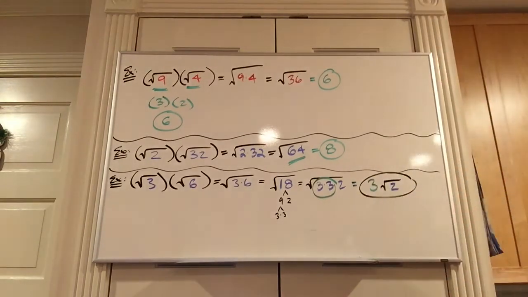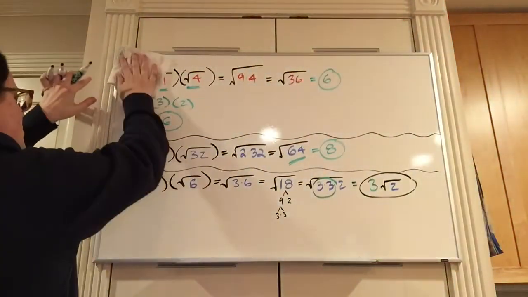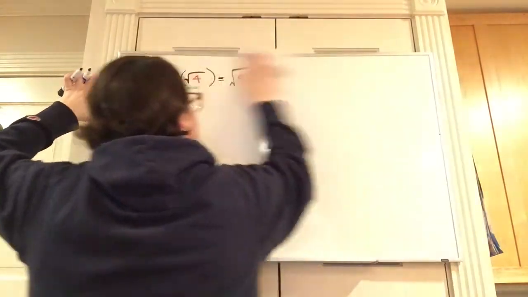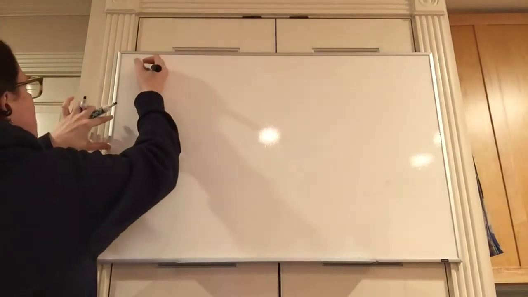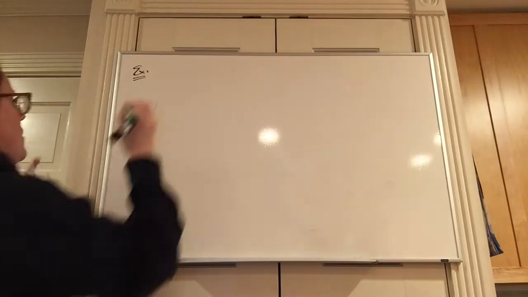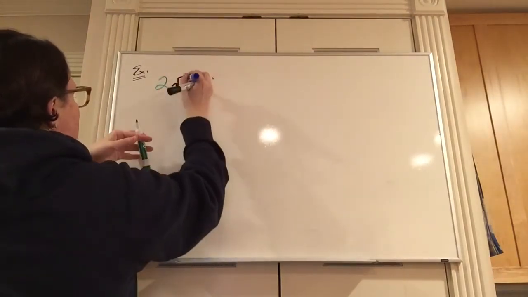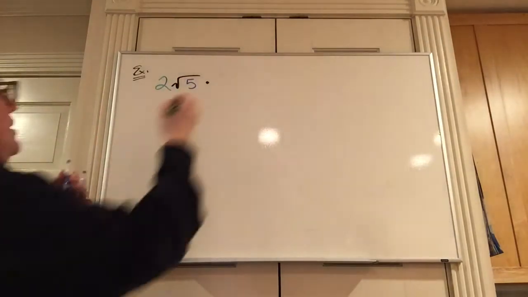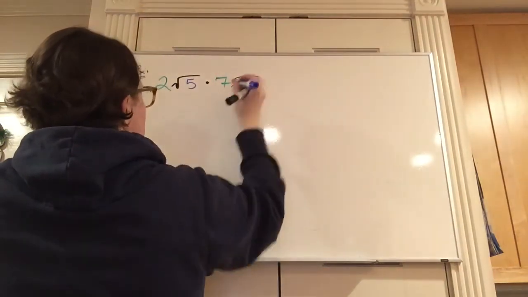Okay, so sometimes these problems will get a little bit more complicated. They'll have like some extra numbers in them. So let's do a little practice with that. All right, so for example, let's say that I asked you about 2 times the square root of 5 times 7 times the square root of 20.